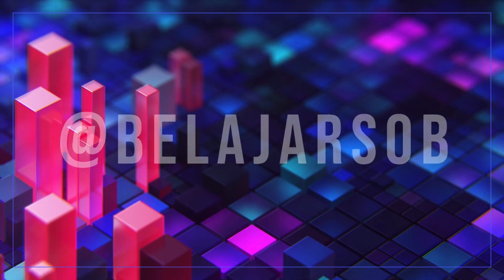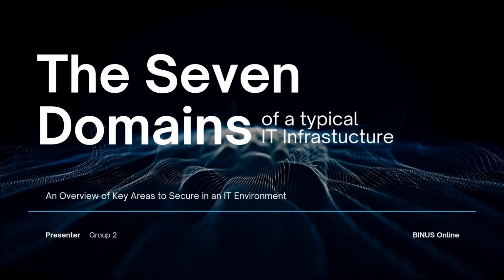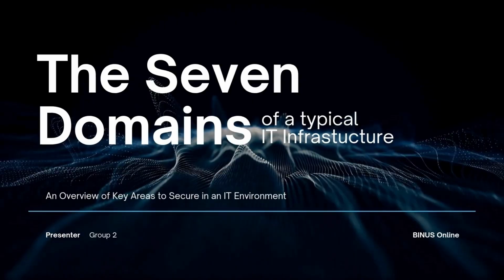Hello everyone, we are from Group 2 and today we are going to present an important topic in information system security, which is the 7 domains of a typical IT infrastructure. Each domain plays a unique role in securing IT systems within an organization. Let's take a closer look, one by one.